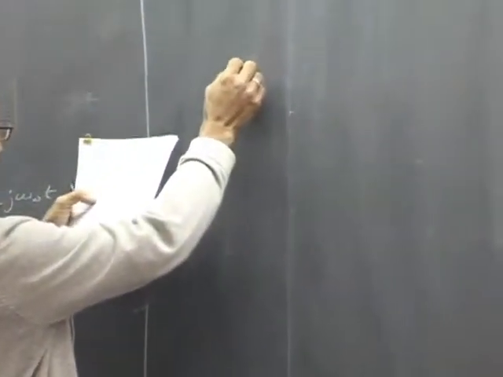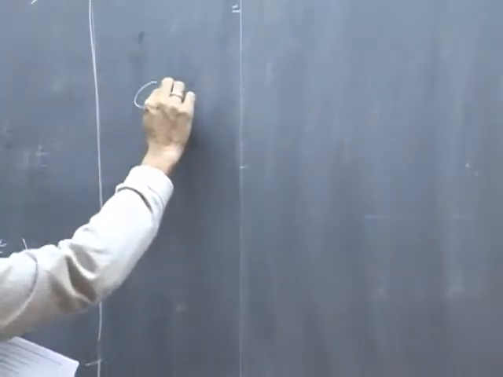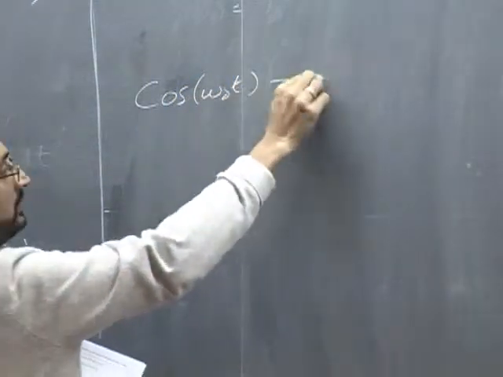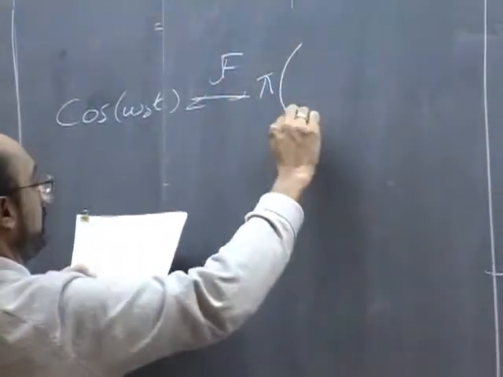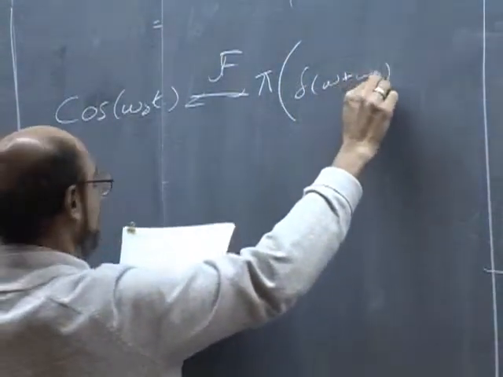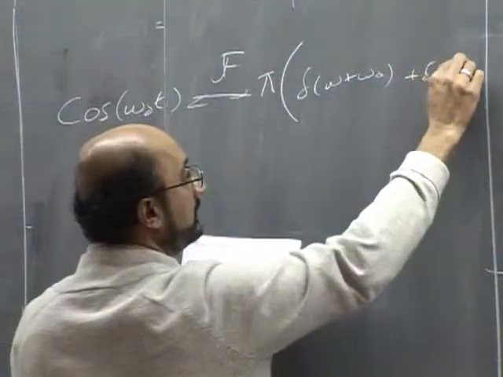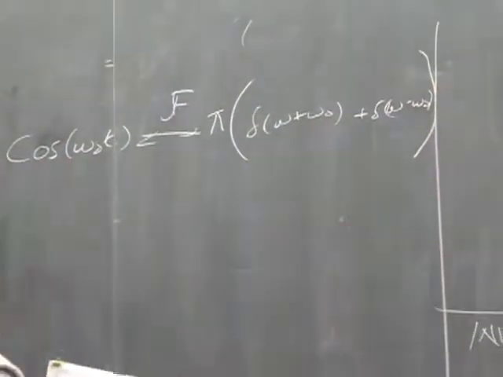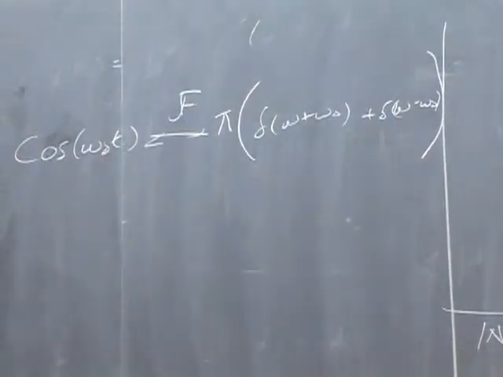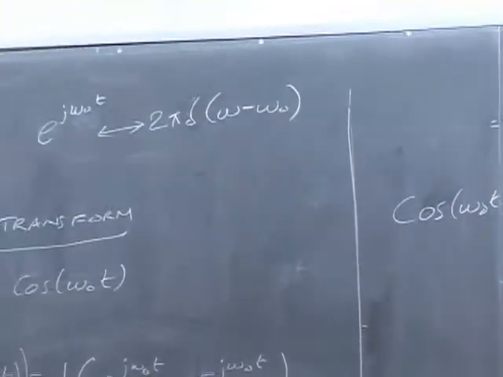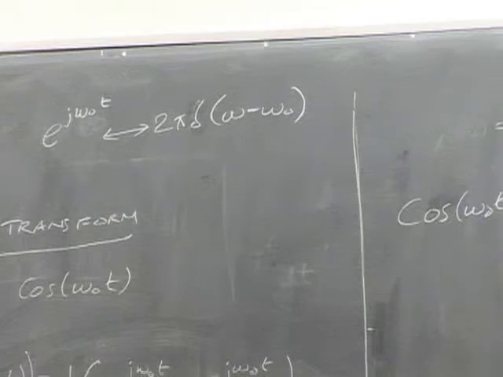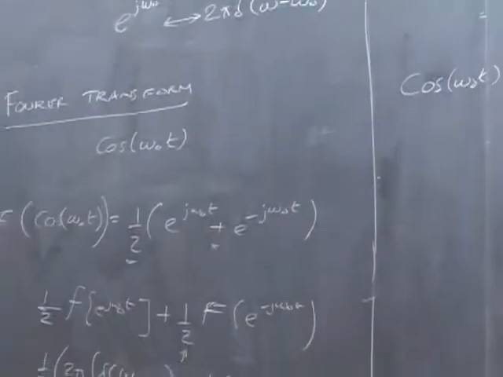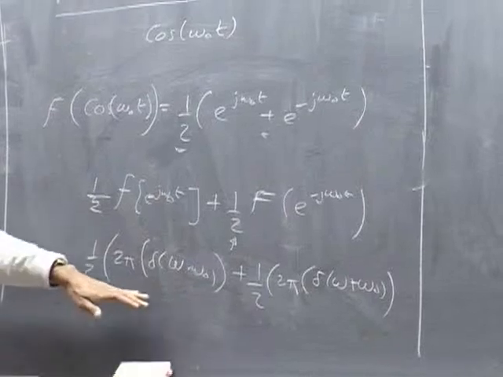So we're going to get over here cos omega naught t, whose Fourier transform corresponds to pi times delta omega plus omega naught plus delta omega minus omega naught. Okay, and this is just from this over here. So basically, this is a very common trick. You should remember it. Whenever you see cos, immediately go into Euler's formula, which gives you exponentials. Exponentials, you can very easily get the transform as a delta.